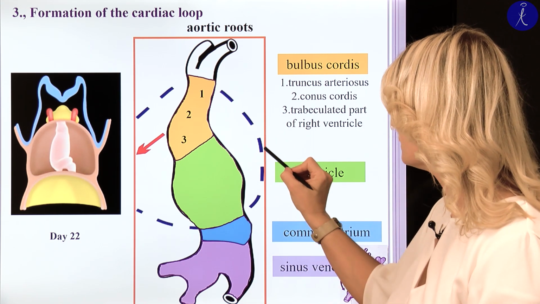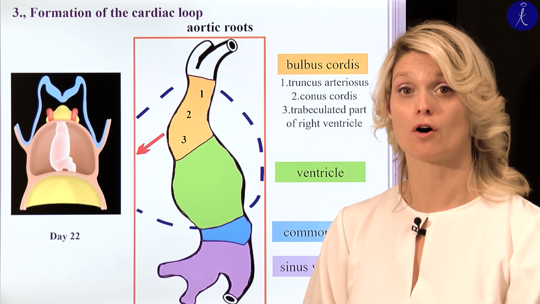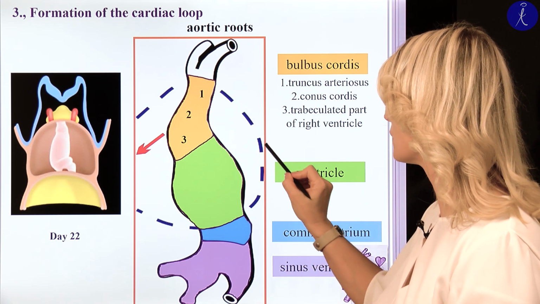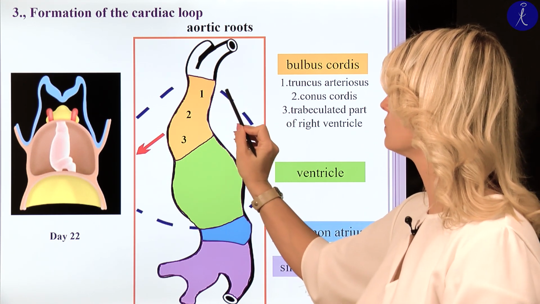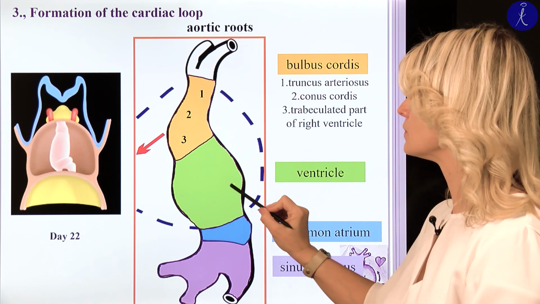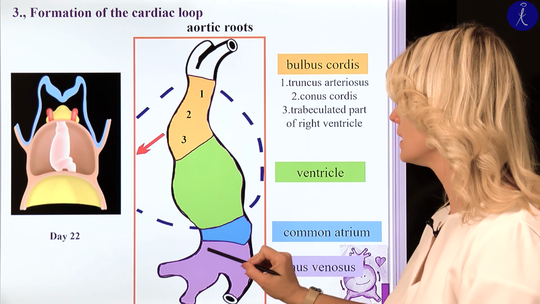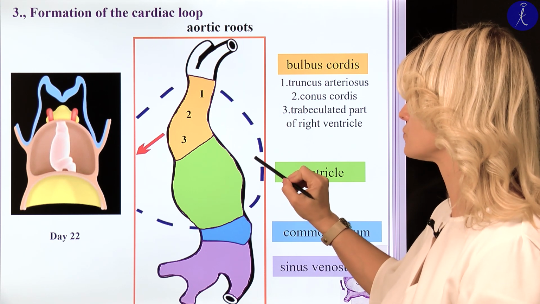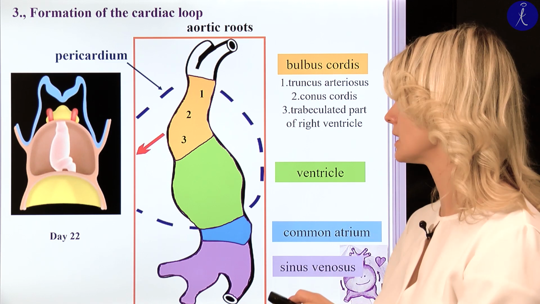This line demonstrates the position of the pericardium. You can see very well that first, within the cavity of the pericardium, we can see only the bulbus cordis and the ventricle. But later during the development, the common atrium and also the sinus venosus will go posteriorly and upward, and will be within the cavity of the pericardium.